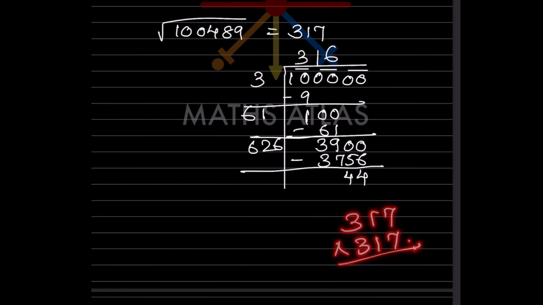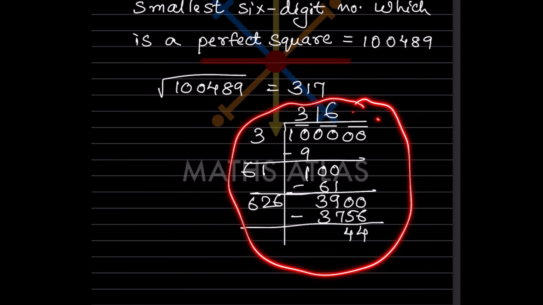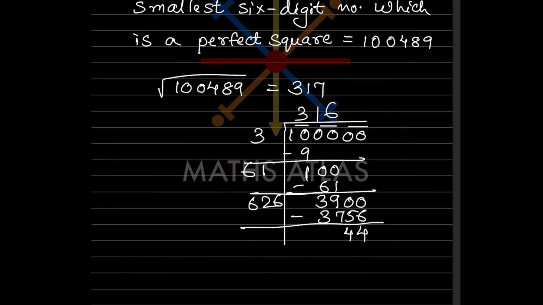So what do you get here? You can just multiply and see that you get 100489. This way is much better, because if you do trial and error, there can be mistakes. So this is one of the best ways. Because this is 316 and the remainder is 44, we take the next number, 317. So that is the perfect square.